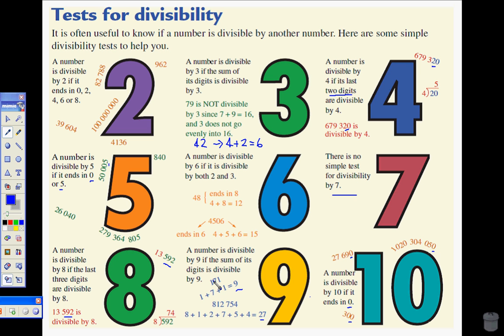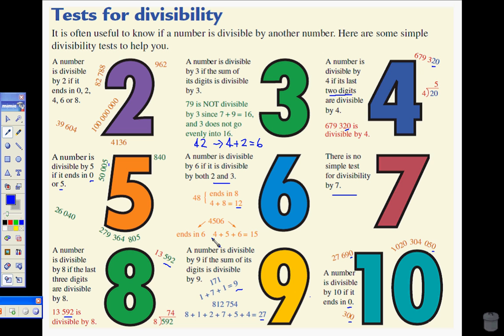That leaves us only one more, and the last one is 6. I left 6 till the end, not because it's too hard, but because I needed to know the divisibility tests for 2 and for 3, because 6 is divisible by both 2 and 3. If a number satisfies the divisibility test for 2, which is basically that it's even, and the divisibility test for 3, then it must be divisible by 6 as well. If you look at 48, it ends in 8, so it's an even number, and 4 plus 8 equals 12. 12 is divisible by 3, which means the whole thing is divisible by 6.